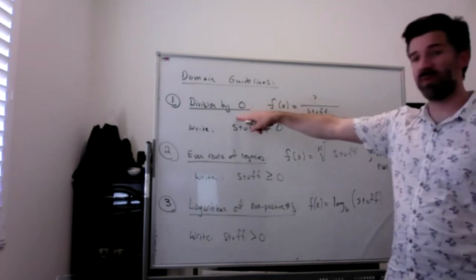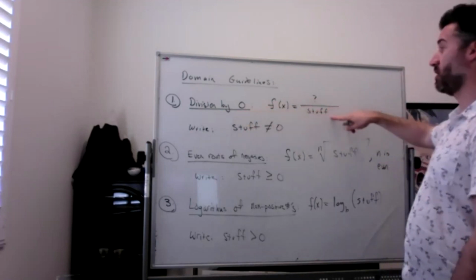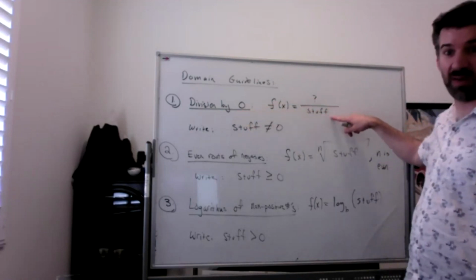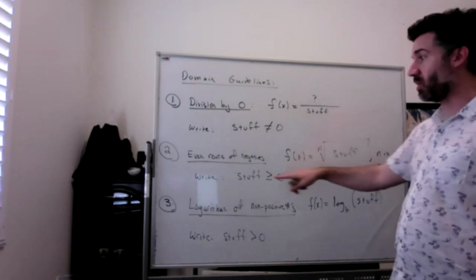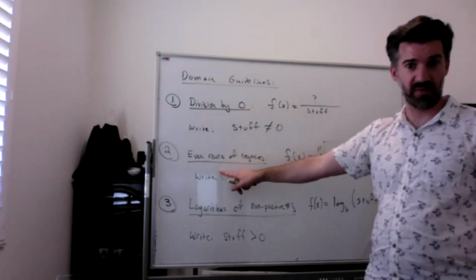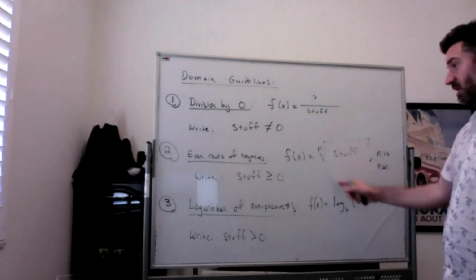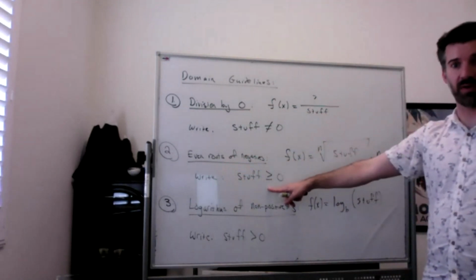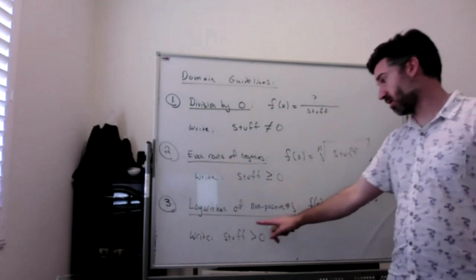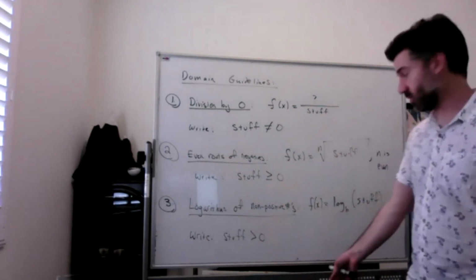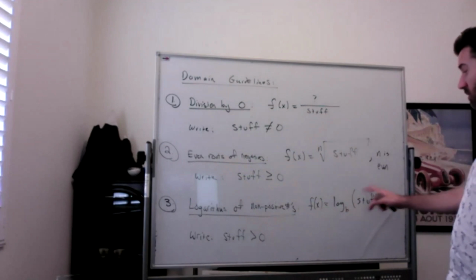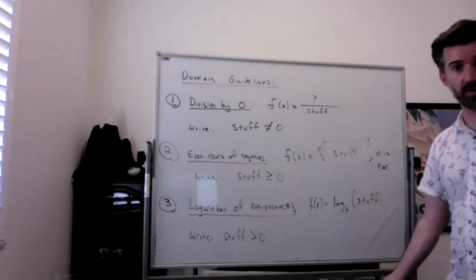We don't want division by 0. So if you have a fraction, you want to make sure the denominator isn't 0. We don't want to take square roots or even roots of negatives. So if you've got a square root or an even root, you want to say that the stuff has to be bigger than or equal to 0. And we don't want to take logarithms of negatives or 0. So if you've got a logarithm of something, you have to say that that stuff is greater than 0.